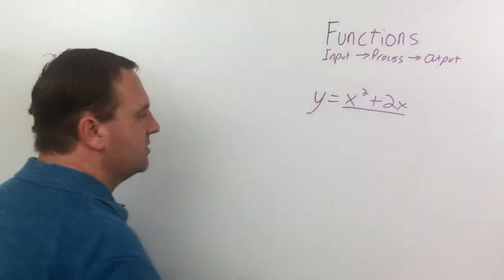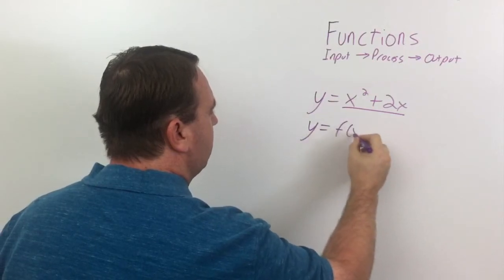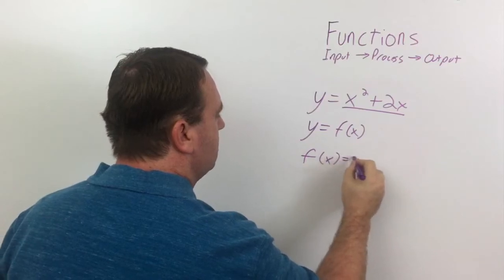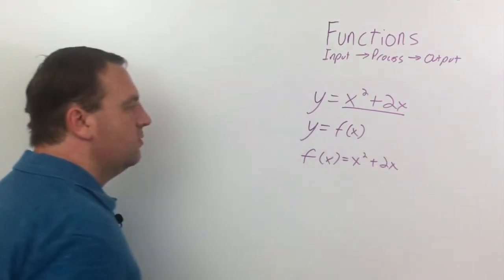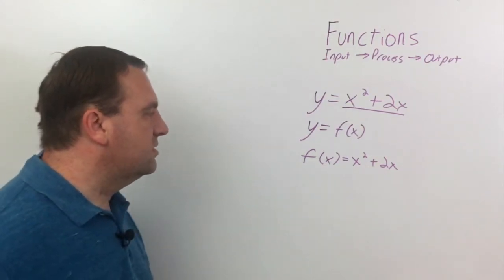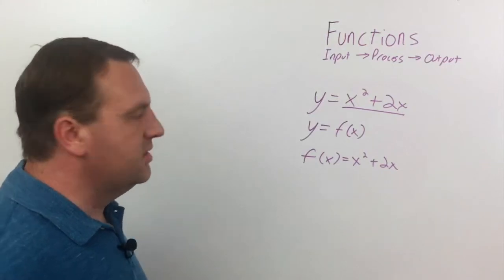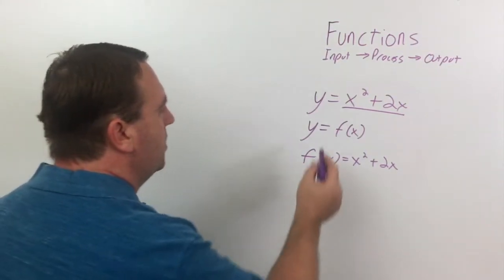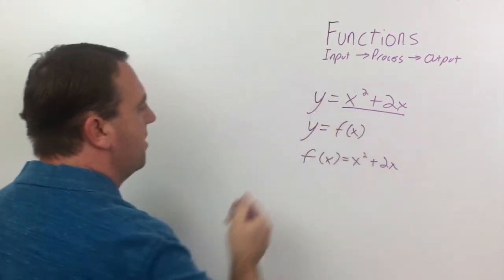And so I can write this as saying y equals f of x, and then I can say f of x equals x squared plus 2x. And you might say, well, that's a lot of extra work. Well, sometimes just doing a little extra work gains you things in the long run. The important thing about this is that we can use this to generalize some facts about y.